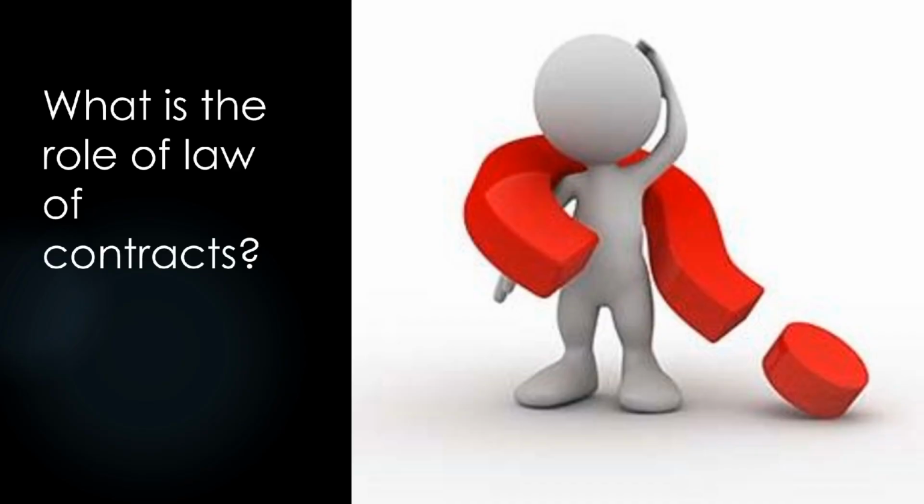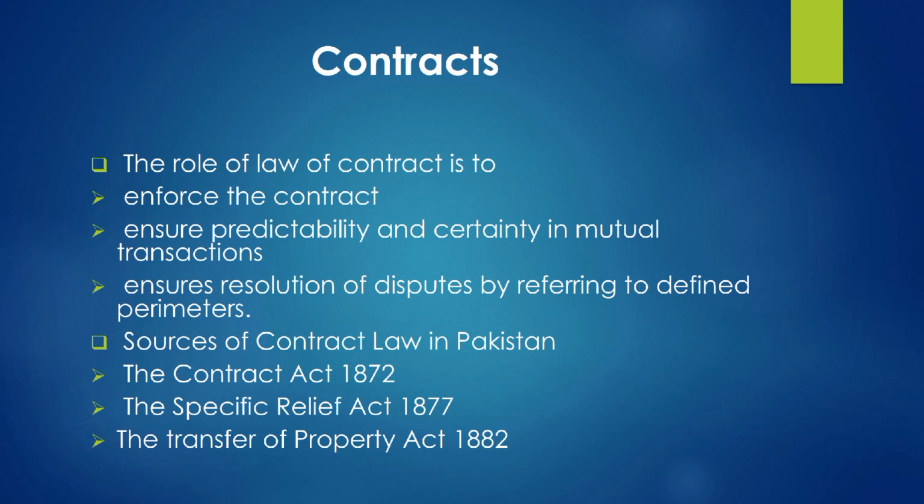What is the role of law of contracts? The role of law of contract is to enforce the contract, ensure predictability and certainty in mutual transactions, and ensure resolution of disputes by referring to defined parameters. Sources of contract law in Pakistan: The Contract Act 1872, The Specific Relief Act 1877, The Transfer of Property Act 1882.